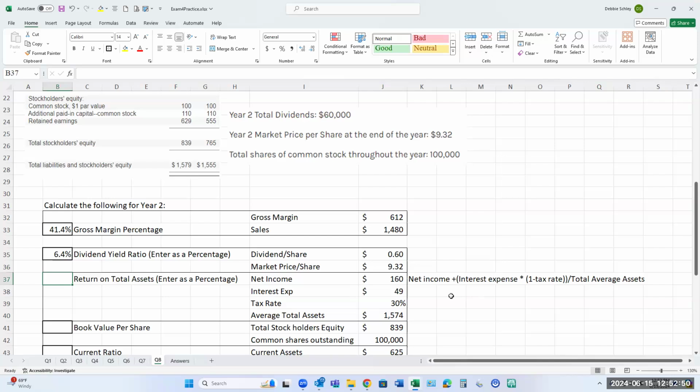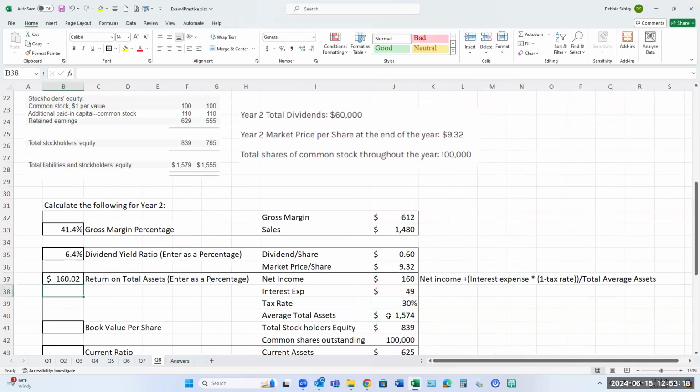Return on total assets. So this one is equal to net income plus open parentheses interest expense times open parentheses 1 minus the tax rate close parentheses divided by total average assets. That is not the right answer. I did something wrong.